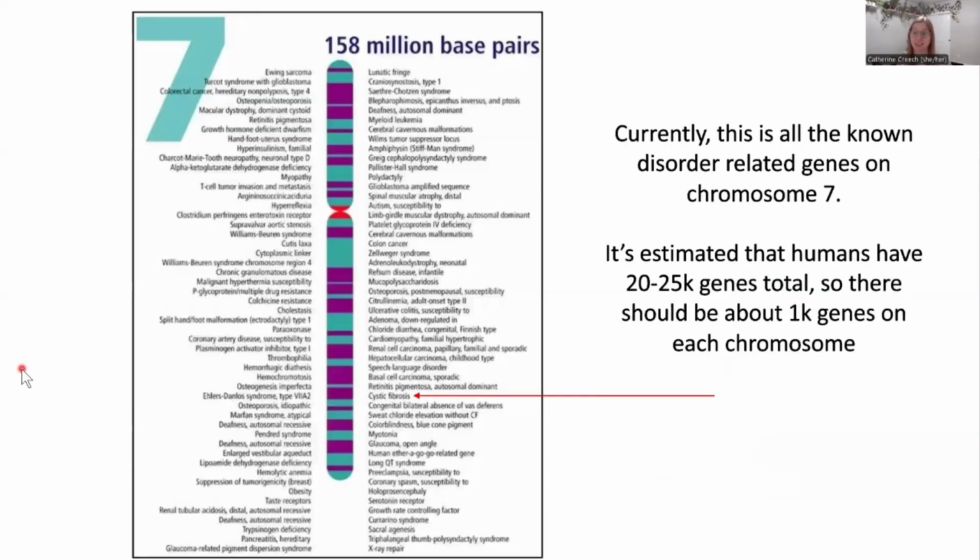Here is chromosome 7. Chromosome 7 is where we have the gene for cystic fibrosis. These are all the disorders we've associated with chromosome 7 so far, and they're lined up in the general area that we think they're found in. So here on the long arm of the chromosome, we have cystic fibrosis. If we expect there to be 25,000 genes in the human genome, that means that there should be at least 1,000 genes per chromosome. And it's really interesting to see what we learn as we continue discovering genes.